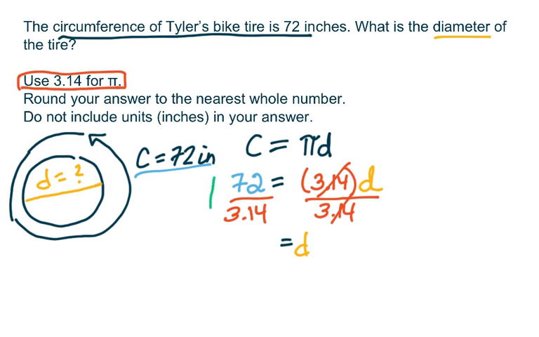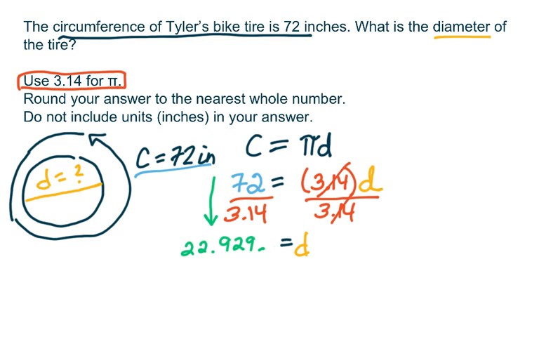On the left-hand side, I'm going to divide from top to bottom, just like when I read, and 72 divided by 3.14 gives me 22.929, and it just keeps going from there.